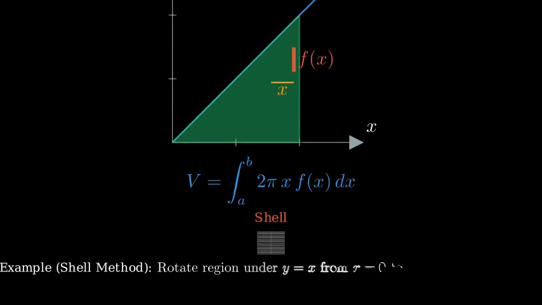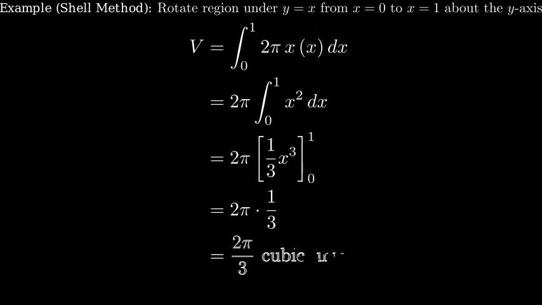Let's work through an example. Find the volume of the solid formed by rotating the region under y equals x from x equals 0 to x equals 1 about the y-axis. Using the shell method, the volume is the integral from 0 to 1 of 2 pi times x times the height x dx. That's 2 pi times the integral from 0 to 1 of x squared dx, which equals 2 pi times 1/3 x cubed evaluated from 0 to 1, resulting in 2 pi divided by 3 cubic units.